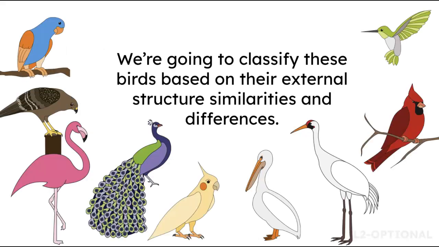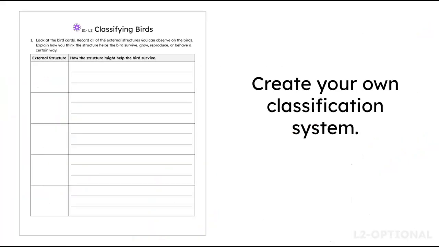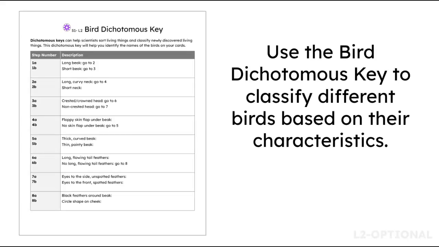For the optional Extend portion, you can give each student a set of bird cards and have them classify them based on their external structures. You'll have students reference the Classifying Birds student journal page to create their own classification system for the birds based on their external structures. Next, you'll give students some guidance and have them classify the birds based on things like beak shape, neck shape, and other feather characteristics.